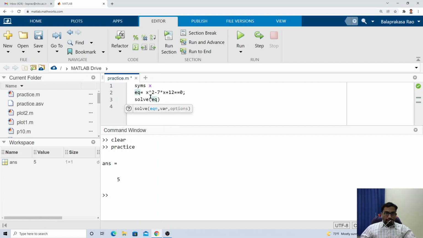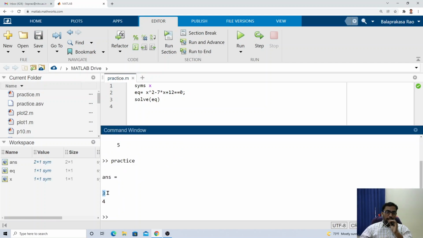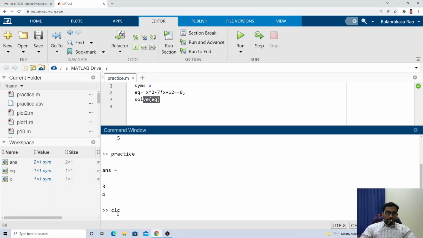Now let us solve this equation. Solve this equation EQ. Now what happens, you see, when you solve this equation, it was directly giving the roots, right? 3 and 4 are the roots. So therefore using solve also you will get roots using this solve function. Only thing is you have to define a symbolic variable x, then you have to define the equation. You pass this equation to solve, that's all. Right? So this is the first root and this is the second root. Similarly, you can give various other equations and we can find the roots.